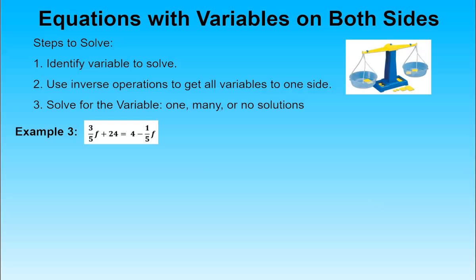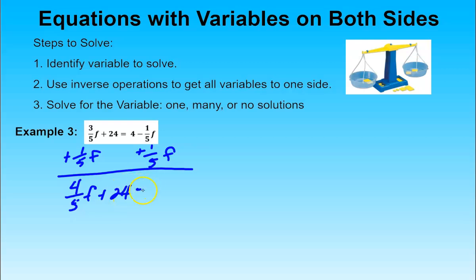In our third example, example 3, 3/5 f plus 24 equals 4 minus 1/5 f. Identify our variable, which is f, and we're going to use inverse operations to get all the variables to one side. I'm going to get my f's to the left side, so I'm going to add 1/5 f to both sides. So now I have 4/5 f plus 24 equals 4.